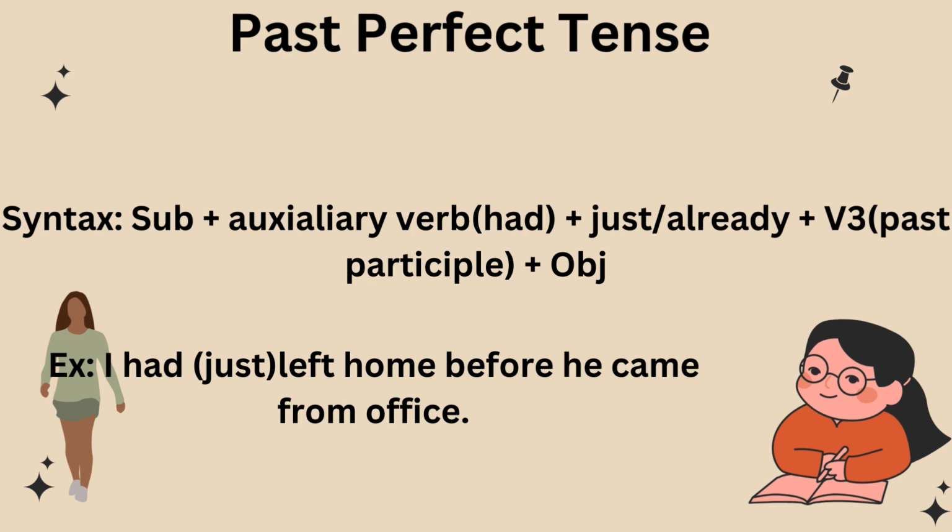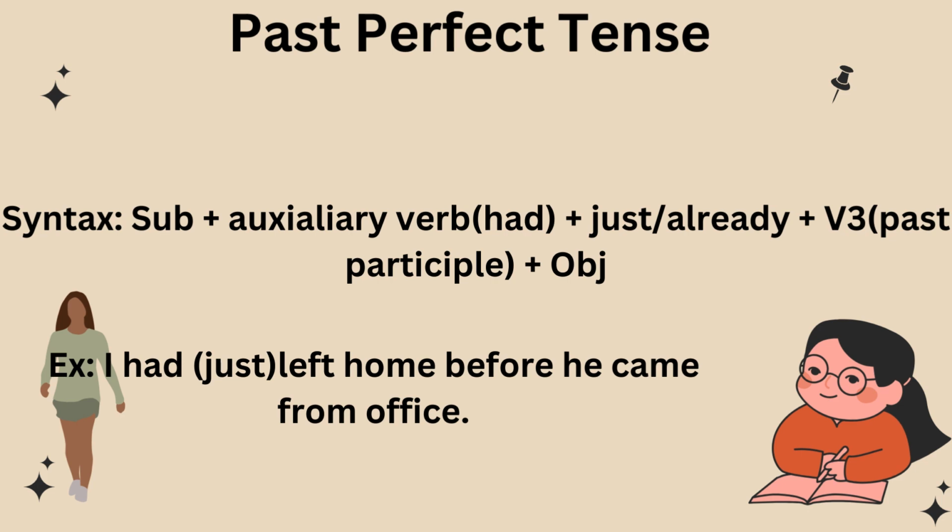Okay. So if you can't understand what I'm saying, just look at the examples, and in the next slide you can understand in a better way. For this, the syntax is subject plus auxiliary verb had. In the present perfect tense, what is the auxiliary verb? Has or have, right? So for the past perfect tense, it would be had. For has, had; for have, had.